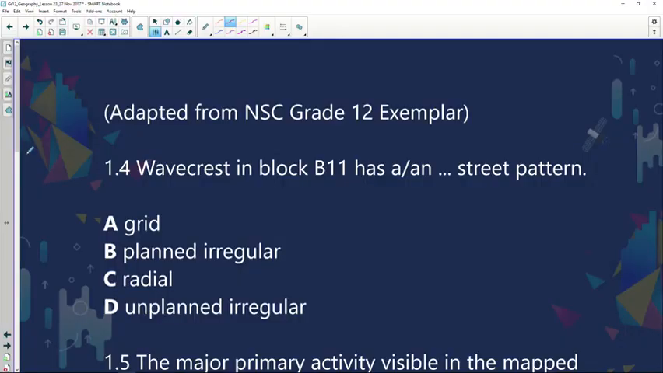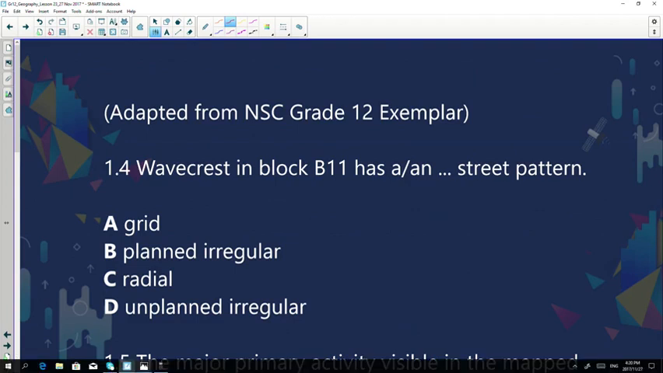If you look at question 1.4, Wave Crest in block B11 has what type of pattern? A grid, a planned irregular, radial, or unplanned irregular. Now we looked at the different street patterns in settlement geography, especially in urban areas. So let's quickly go and have a look at block B11 and see if we can find the correct answer.